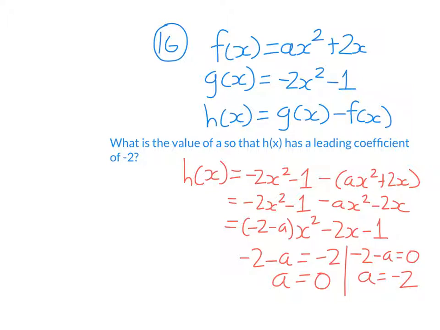If a was 0 or a was -2, when you subtract this polynomial from this one, the leading coefficient would be -2. In this case, -2 would be the coefficient of x squared. In this case, there would be no x squared term, because its coefficient would be 0, so the -2 would be the coefficient of x, and that would be the leading term.